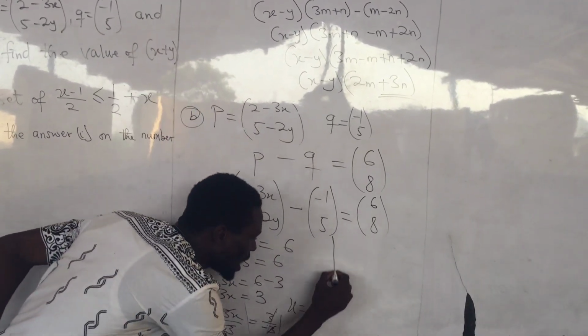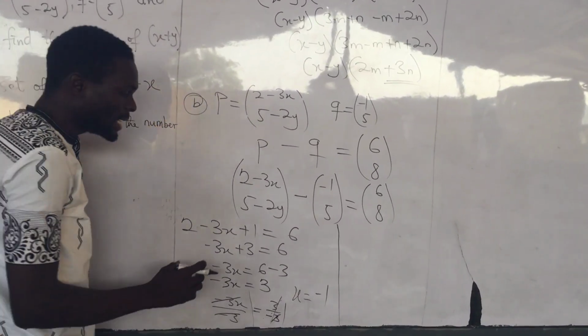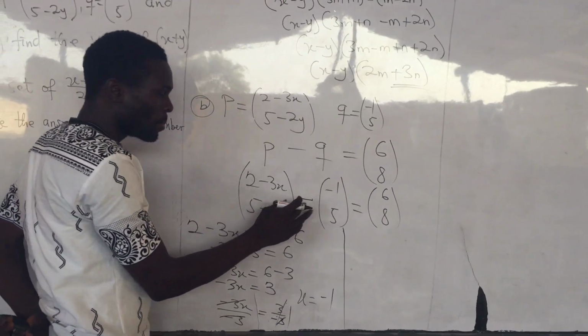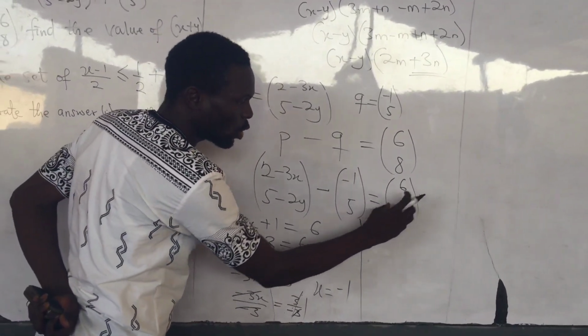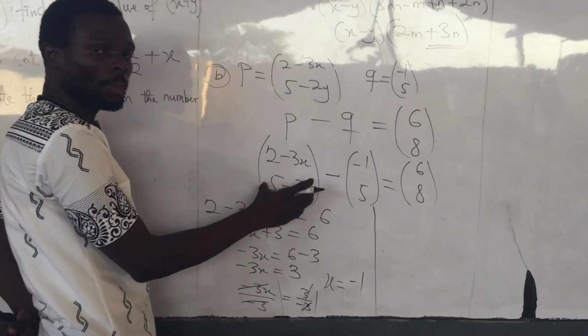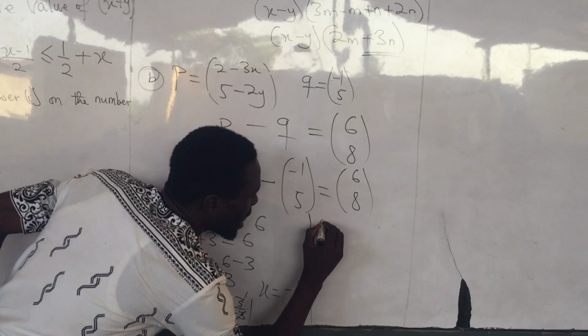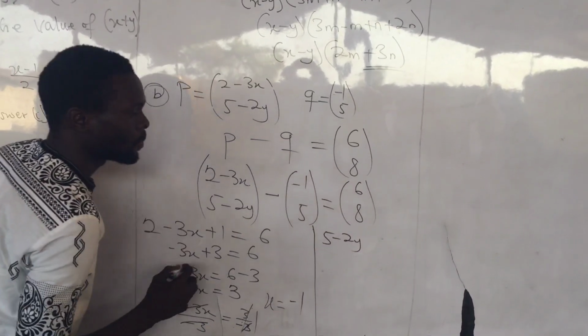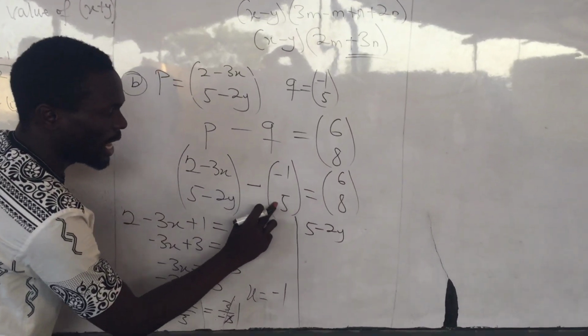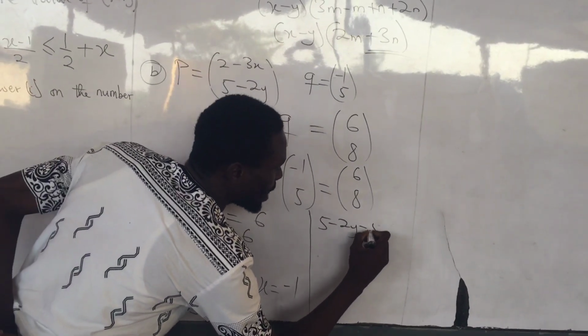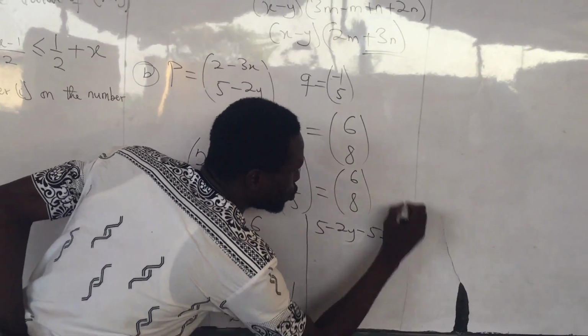Then we also do same for y. But this time we are going to pick this minus this is equal to this, because this is the y component. So what do we have here? We have 5 minus 2y. Then minus and positive will give you minus. So we have minus 5, which is equal to 8.